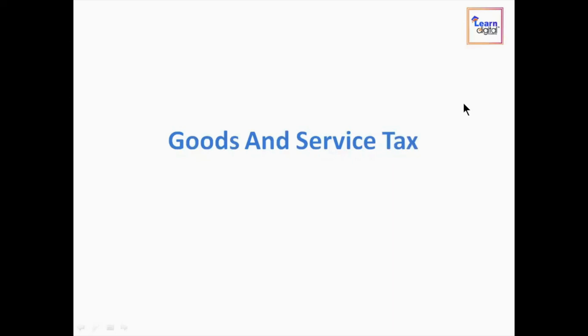This is a series of topics in which we will learn right from the theory of GST till how to calculate the 3B reports, how to enter the invoices, and how to find out the different reports based on GST in Tally. All these things we will learn in this series. So this is the first topic, GST part 1. So let's start with GST theory.